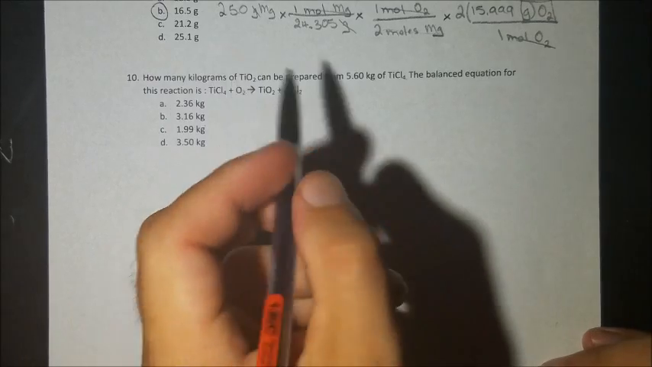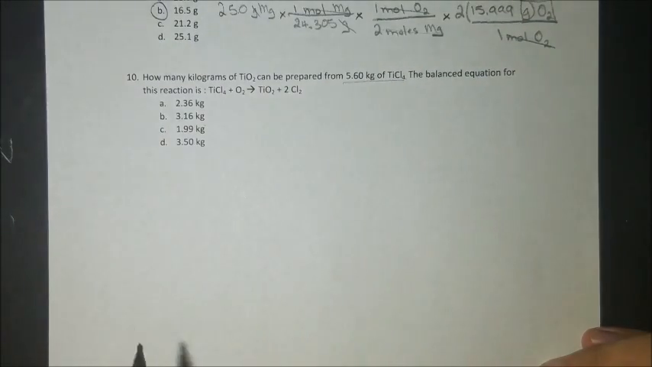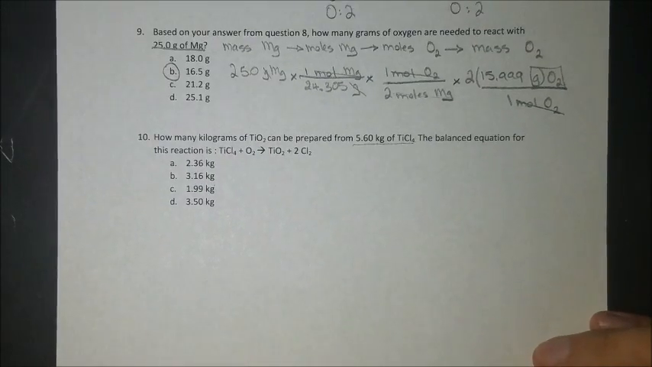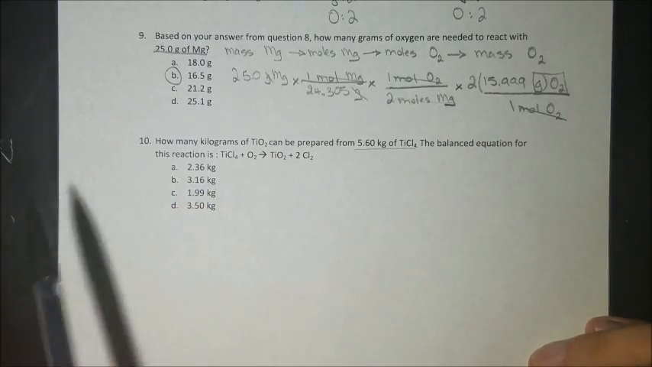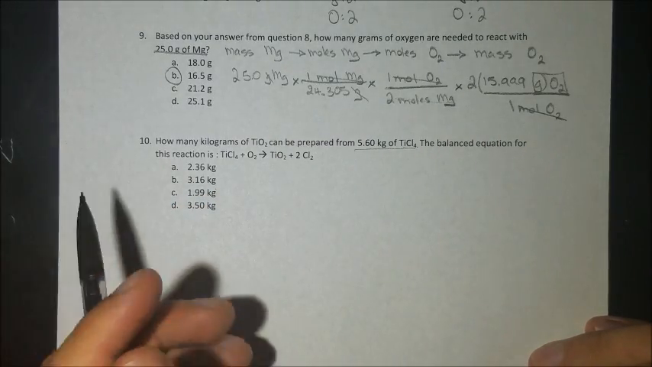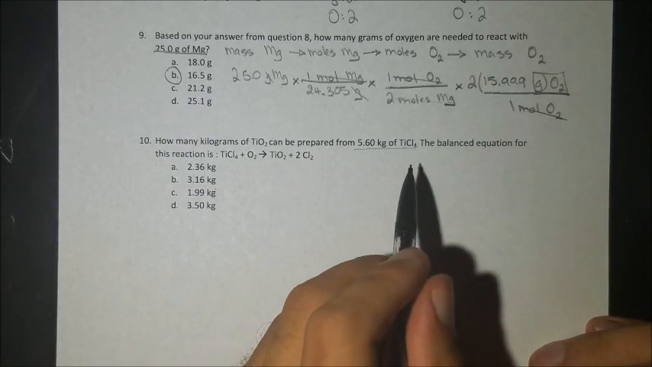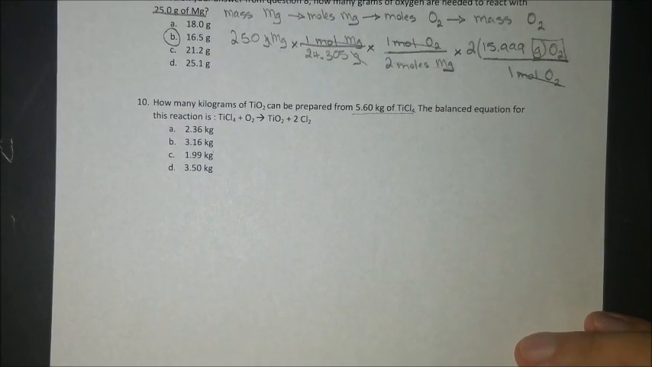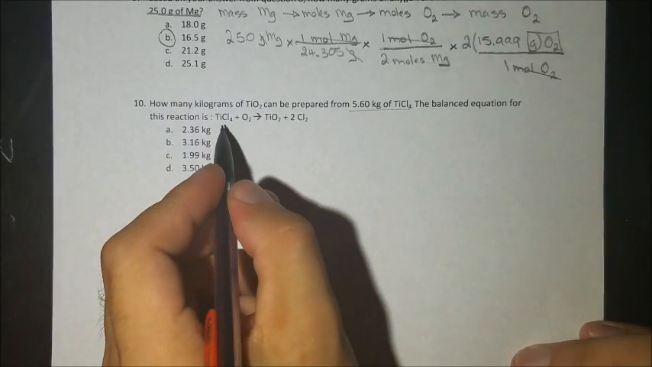And to start off, we've got the mass of titanium chloride. So we're going to employ the same strategy that we used here, except instead of magnesium and oxygen, we're going to have titanium oxide and titanium 4 chloride. So let's go ahead and get going on this one. I'm going to try to leave that up there so that we can relate to that strategy as we go along.